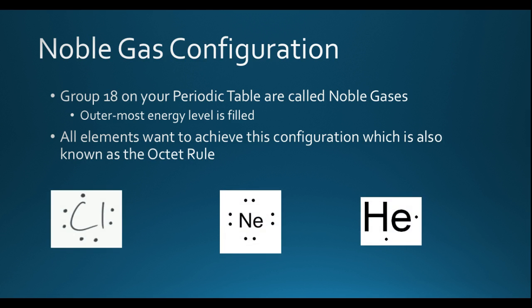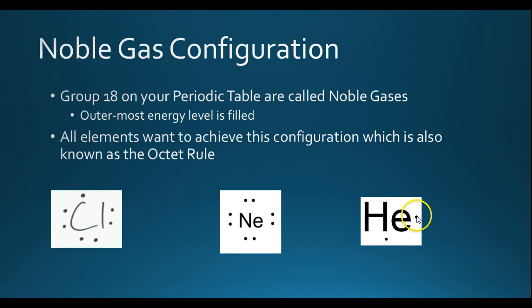Here's some examples. First of all, in the middle you see neon's configuration. Neon is a noble gas, hence it has 8 electrons surrounding it, which is the type of configuration all atoms are trying to achieve. So if you're chlorine, on the left you don't have 8, you only have 7. That's why chlorine wants to gain 1 extra electron to be like neon, the noble gas.